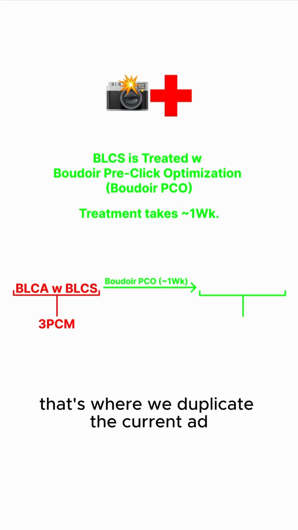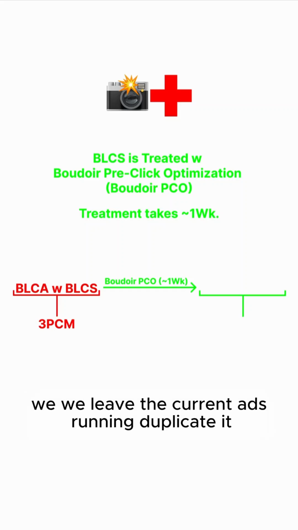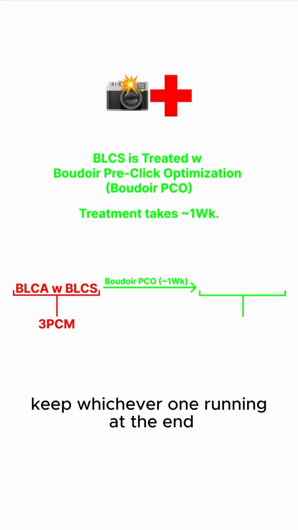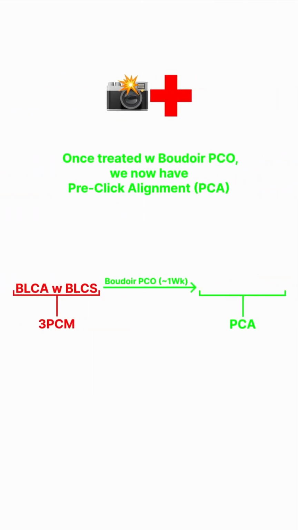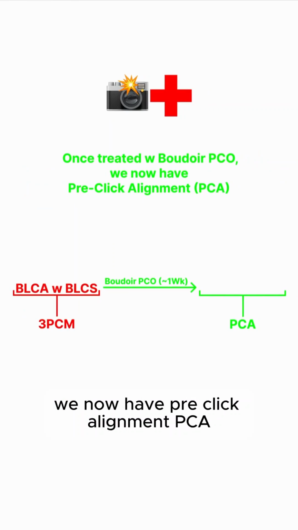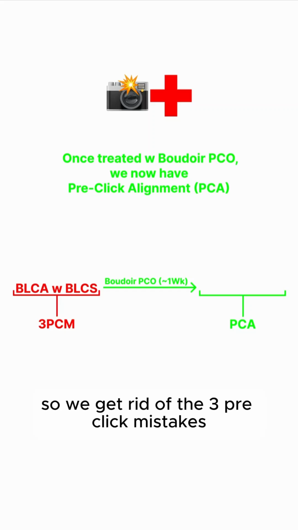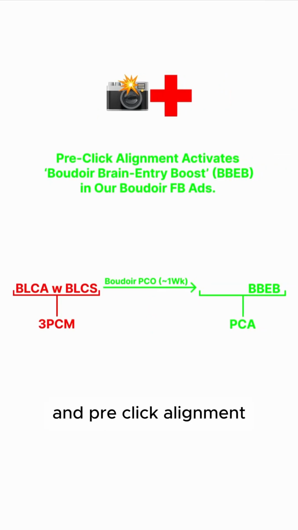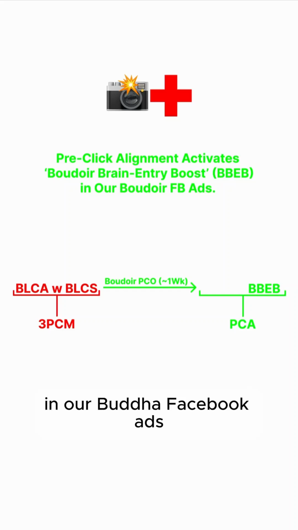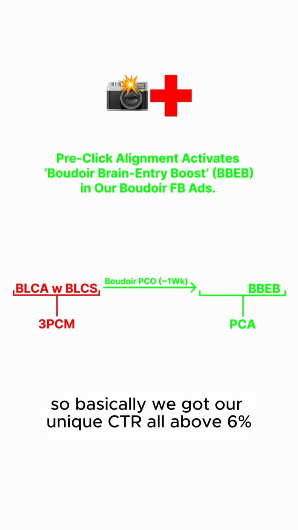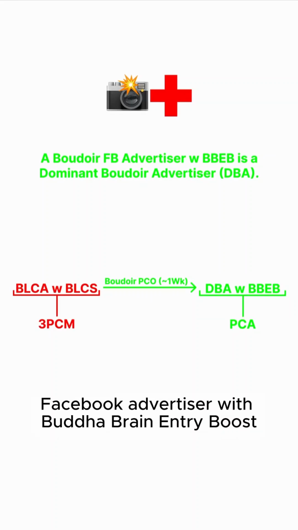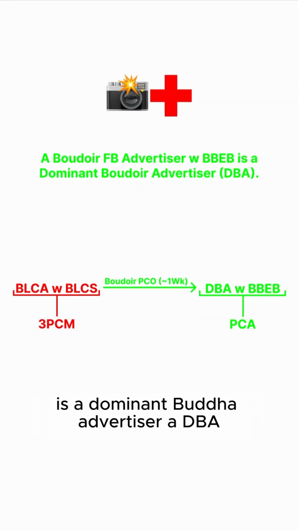And that's where we duplicate the current ad. We leave the current ad running, duplicate it, we treat the duplicated ad, run them in parallel, keep whichever one's running at the end has the better metrics. Now, once treated with Boudoir Pico, we now have pre-click alignment, PCA. So we get rid of the three pre-click mistakes, we achieve pre-click alignment. And pre-click alignment activates Boudoir brain entry boost in our Boudoir Facebook ads. So basically, we got our unique CTR all above 6%. And a Boudoir Facebook advertiser with Boudoir brain entry boost is a dominant Boudoir advertiser, a DBA.